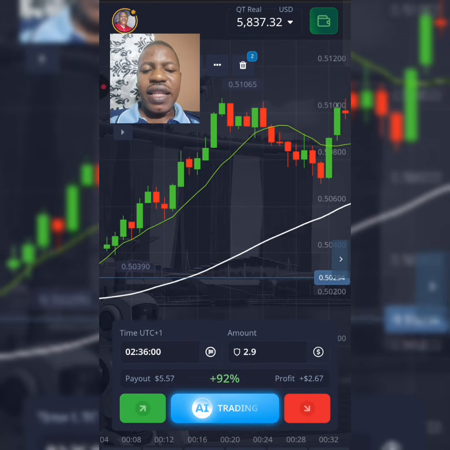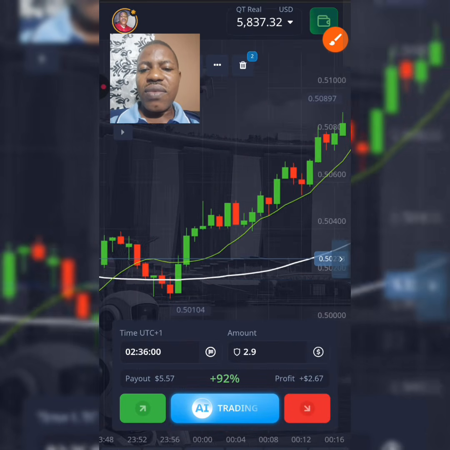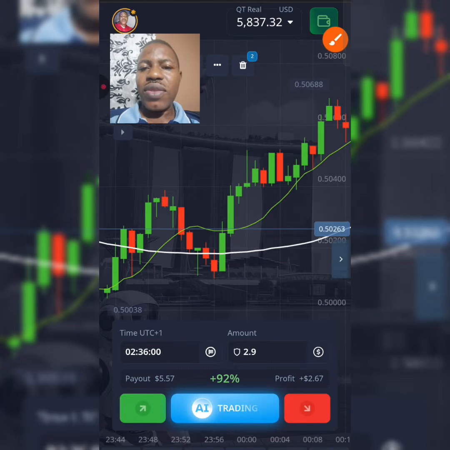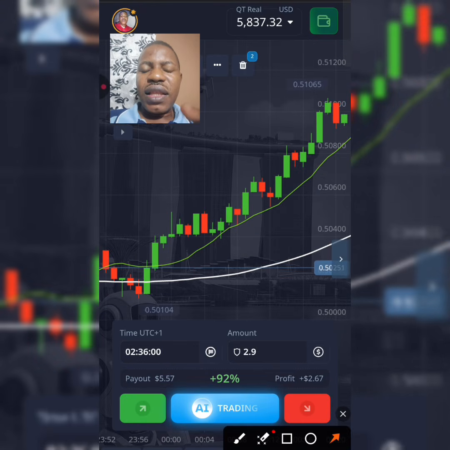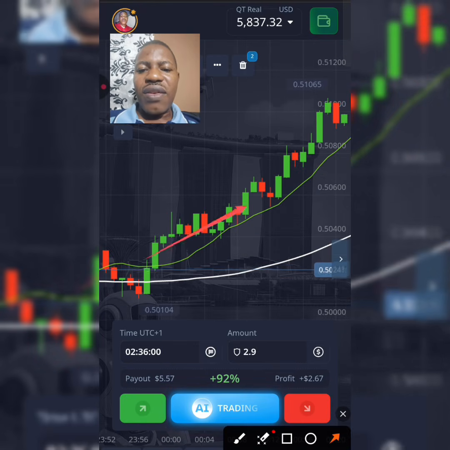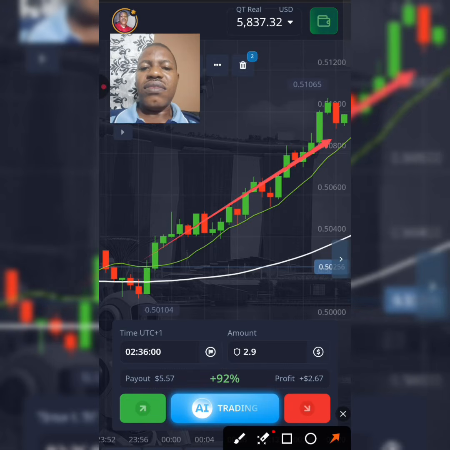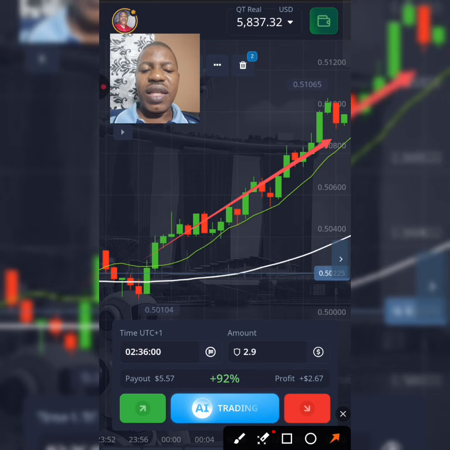So in this case, how does the strategy work? Very simple. If you're in an uptrend, you trade towards up. And if you're in a downtrend, you trade towards down. But you trade when the candles are moving along the green line. So that is when you should take a trade.